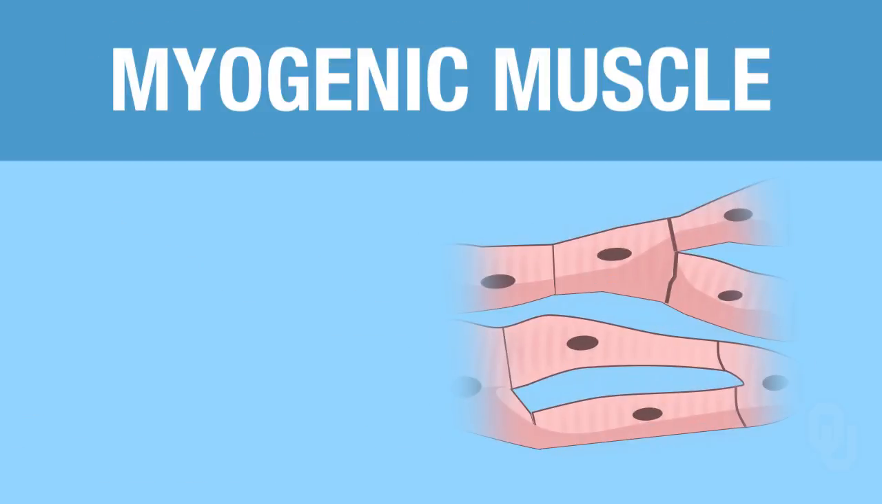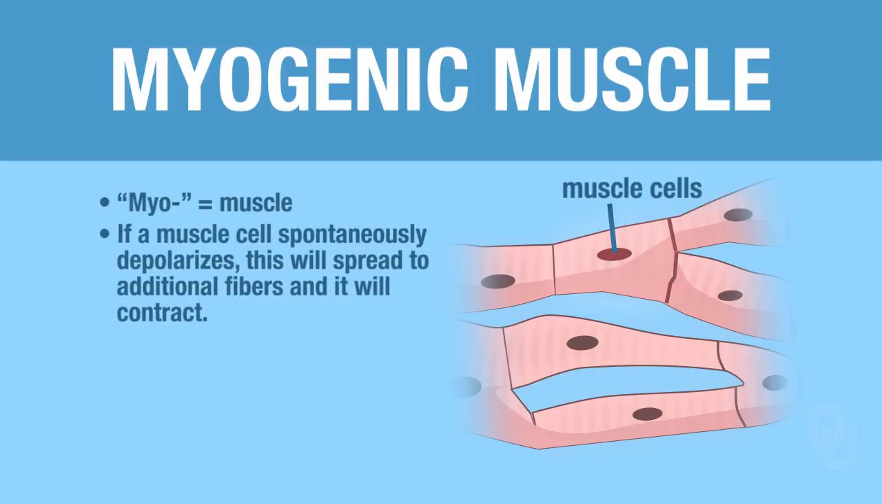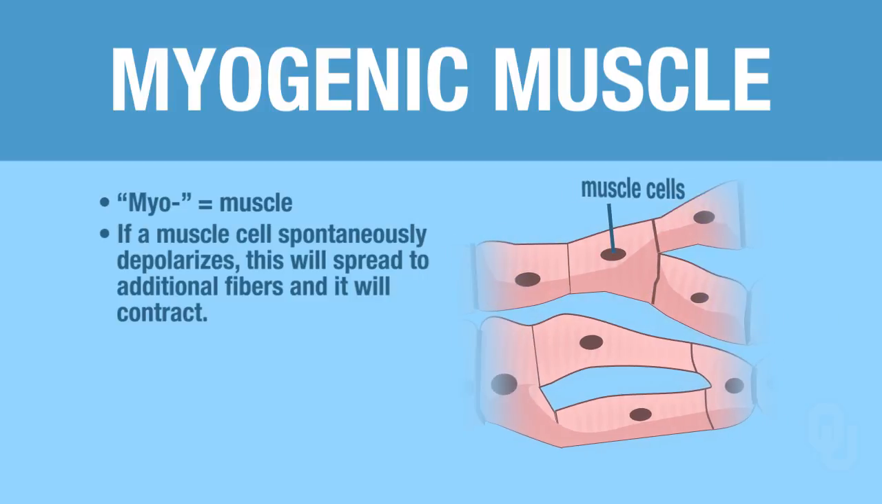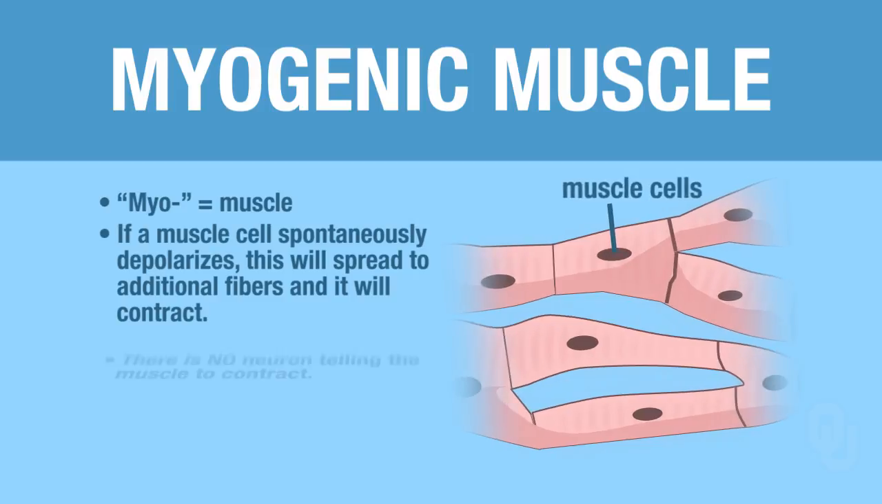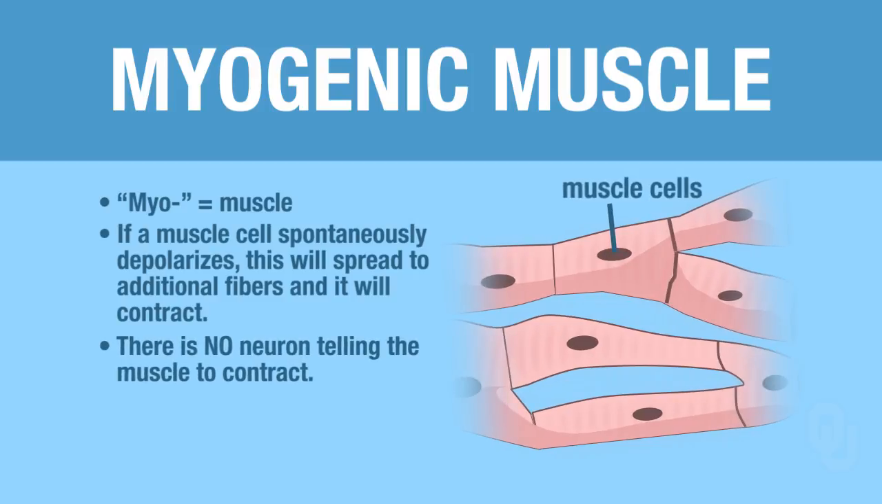Okay, now let's look at the image on your right. This image illustrates a myogenic muscle. Myo means what? Muscle, right? What you have here are muscle cells. If this muscle cell spontaneously depolarizes, that spreads to additional muscle fibers, and the end result is contraction of the muscle. So there is no neuron telling that muscle to contract. The cell spontaneously does it.